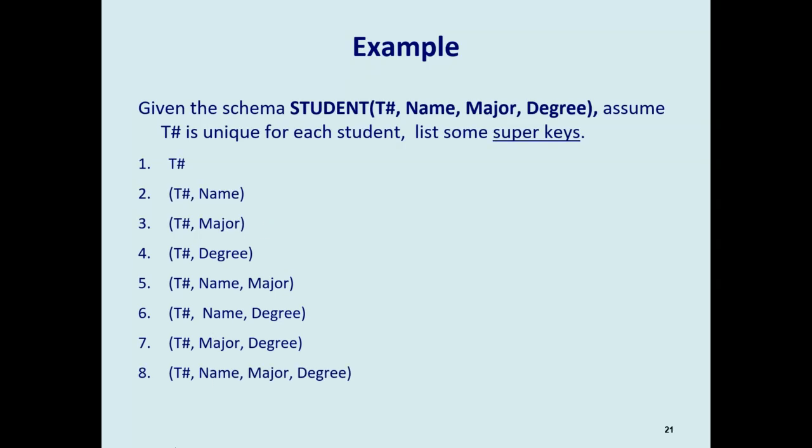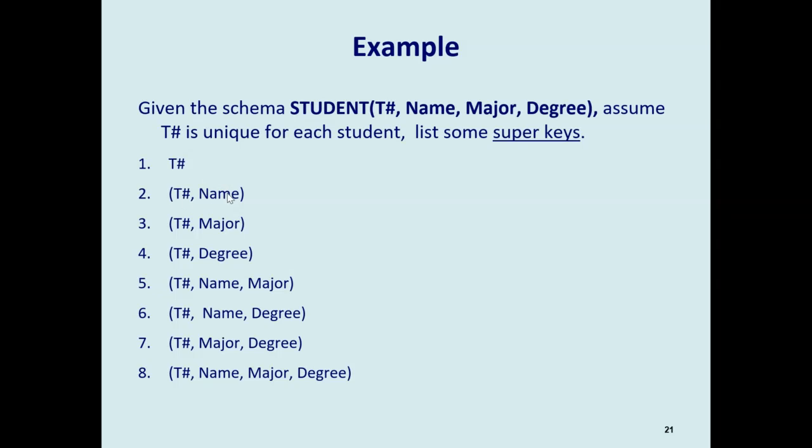So this is pretty much all the possible super keys, because a super key must contain a key. Here T number is unique, so that means T number is a key, okay? So then the super key can contain the key only. In this case, the first one, T number is a key and also a super key. And also a super key can contain some redundant attributes. So we just simply group them by the number of the redundant attributes contained in the super key.